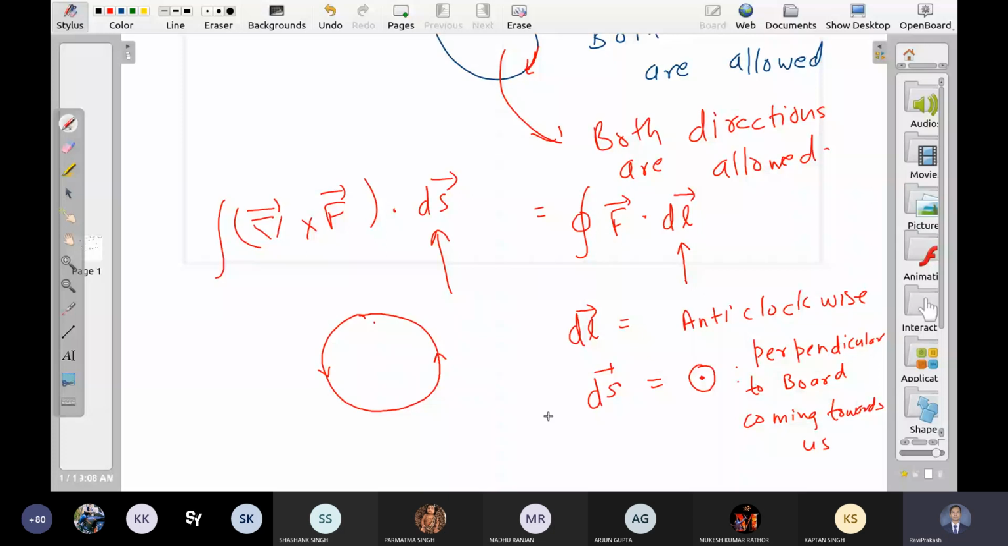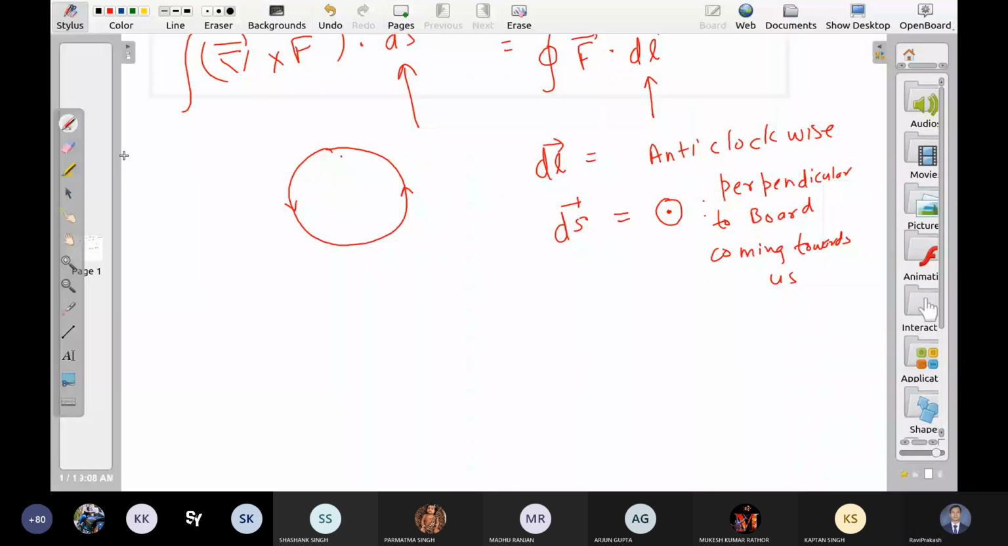Similarly, if you choose dl to be clockwise, then ds is again perpendicular to what? Going away from us.